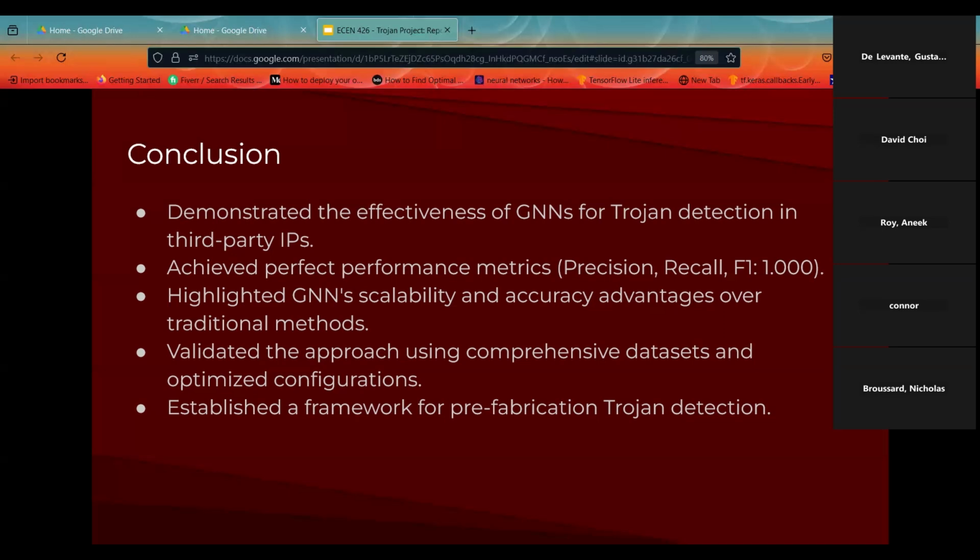And with the validation of this data testing, we can see that it is good on validation sets, not only on the training one, of course. So it's good on unseen data, and it's great for detecting Trojan IP.